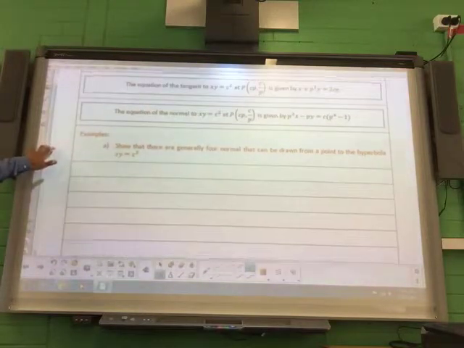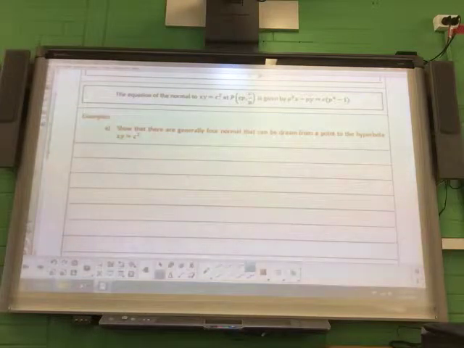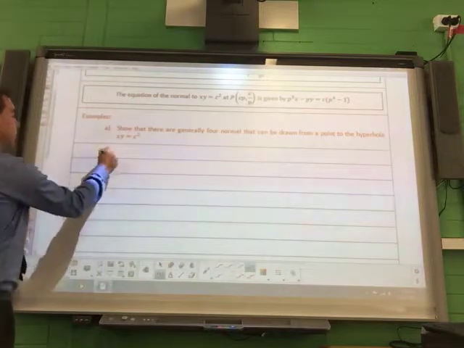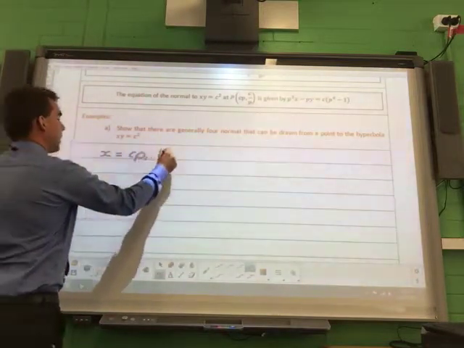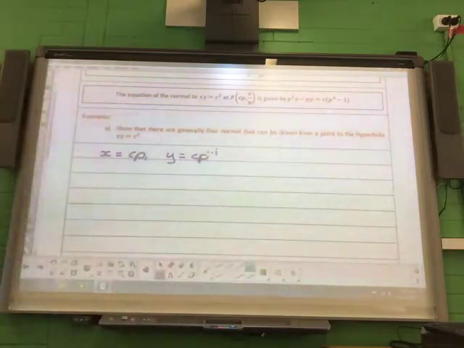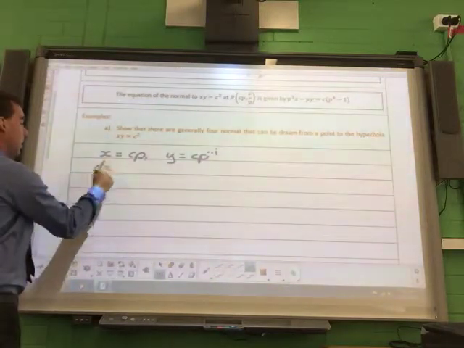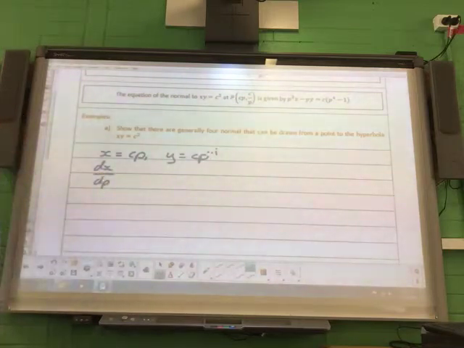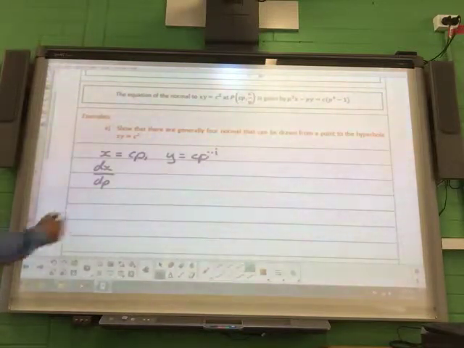Right, so we need to show that there are generally four normals that we can draw from an external point to a hyperbola xy equals c squared. So x is cp and y is cp to the negative 1. So just rewrite the fraction to make it more straightforward to differentiate. So dx over dp. We can't differentiate with respect to c because c is our constant. It's just representing a number, so we have to do it with the variable, which is p.